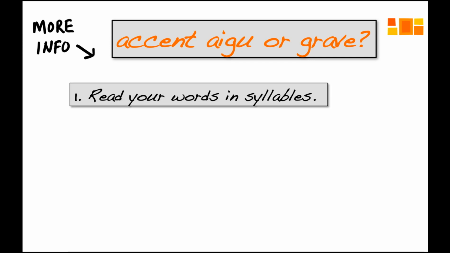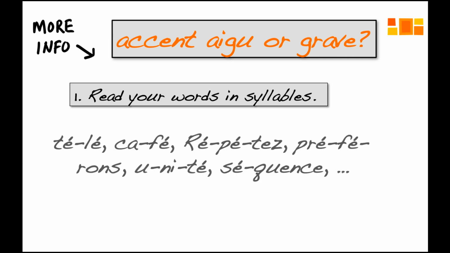Now the first thing that you have to do is read your words in syllables. You know what a syllable is, I tell you in a moment. This is not so complicated. La télé, 2 syllables. Café, 2 syllables. Répéter, 3 syllables. Préférons. Unité. La séquence. Okay, with a bit of training, this is not a problem. La télé, le café, répéter, préférons, and so on.